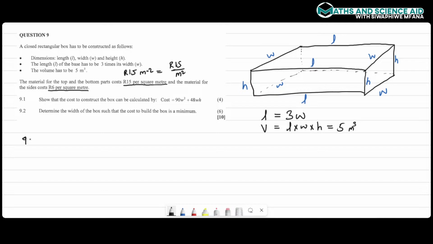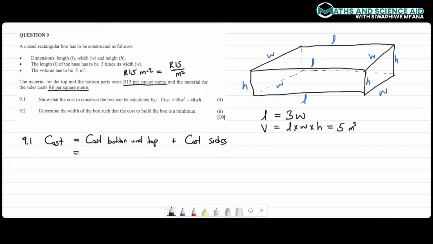And then in 9.1, we have shown that the cost to construct the box can be calculated as this. So now let's think about that. So this cost will be equal to the cost of the bottom and top parts, right? The cost of the top and bottom parts plus the cost of the sides.